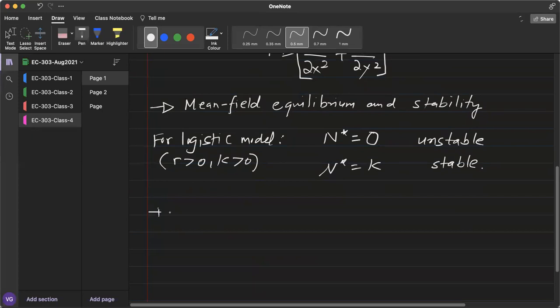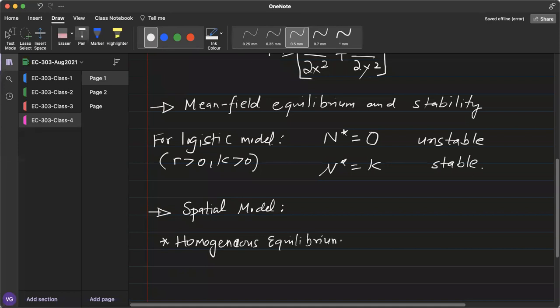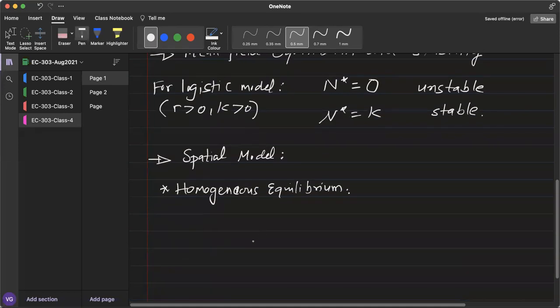So now we can ask, what about the spatial model? Now in the spatial model, we have space. I cannot talk about just equilibrium in the same sense. So we discussed the notion of homogeneous equilibrium. Is the spelling correct? Homogeneous. What does it mean? Consider a scenario where every grid point.